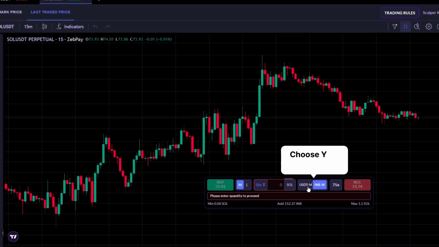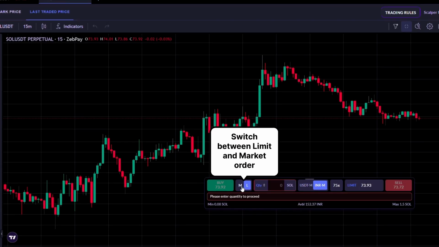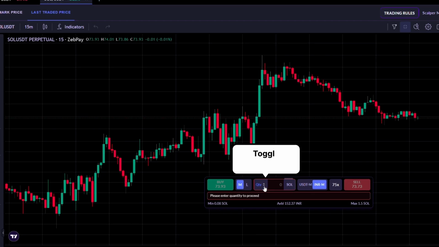If you trade with different margin types, you can quickly switch between INR margin and USDT margin without leaving the screen. Choose between limit and market orders depending on your trading strategy, all from the same interface. Toggle your order quantity between coin units and currency value, making order placement more convenient.